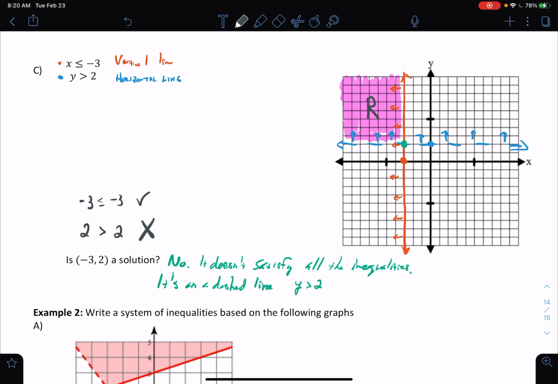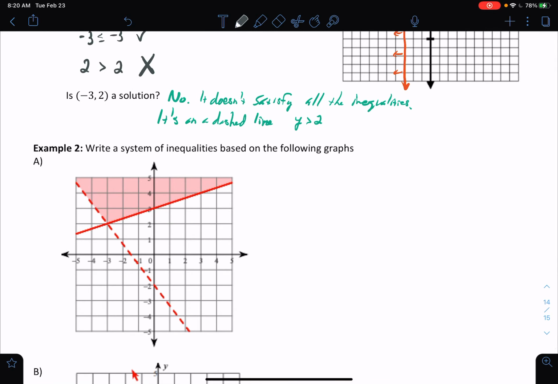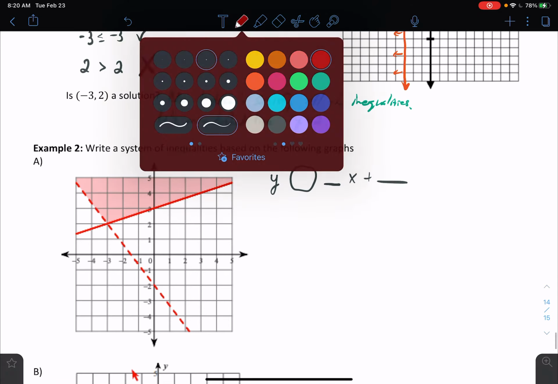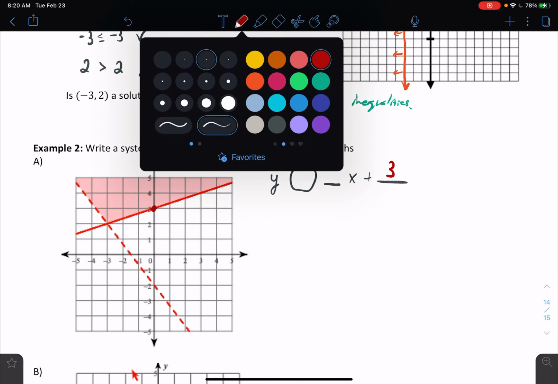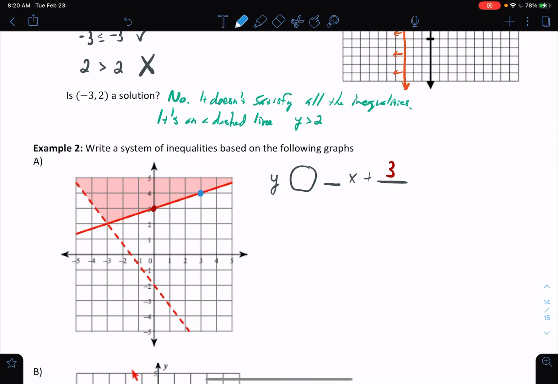Okay? All right, so moving on, now that we've graphed them, let's talk about how do we write them if I give you the graph. So if I wanted to do the solid line first, again, we got this template that we need to fill out: y, some inequality symbol, our slope times x, plus our y-intercept. It's probably easiest to start at the y-intercept. I'm going to do the solid line first. So that's 3. Then I need to find another point on the line and figure out what the slope is.